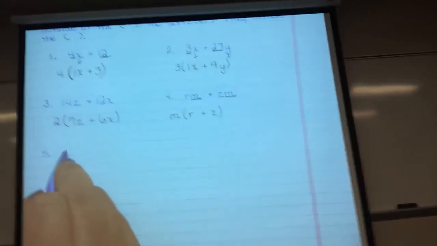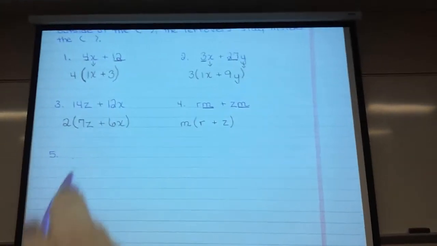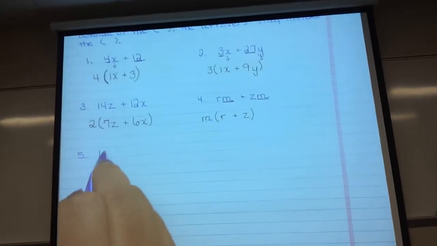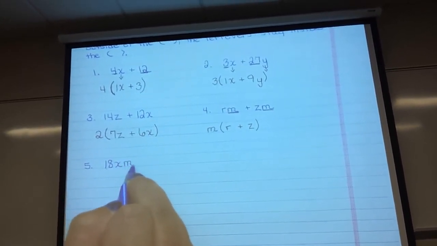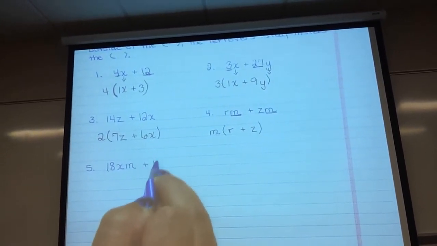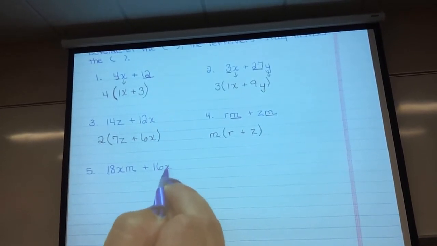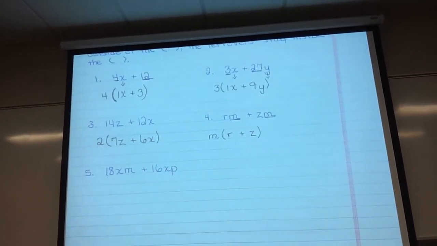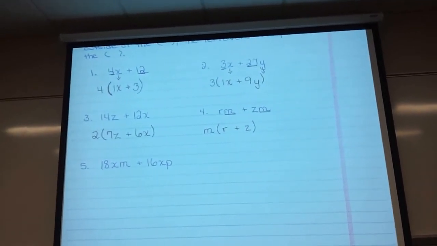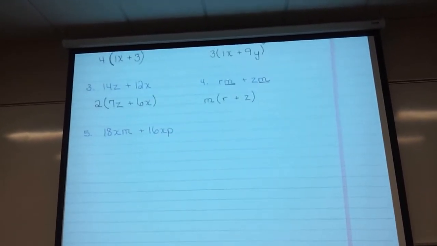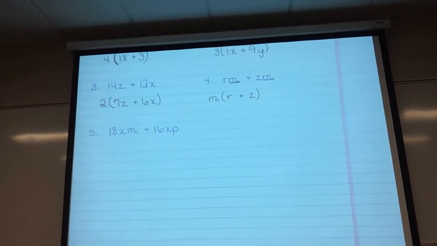Let's try. Ooh, let's put the numbers and words together. 18XM plus 16X cubed. Try this one on your own, see what you can do with it.